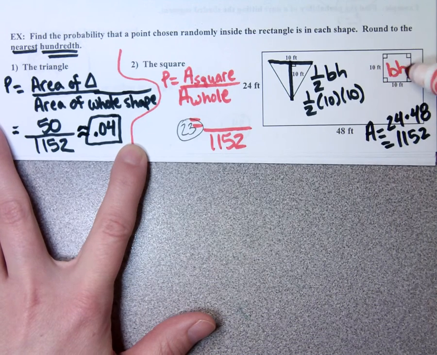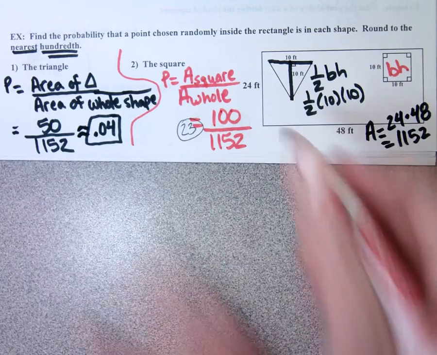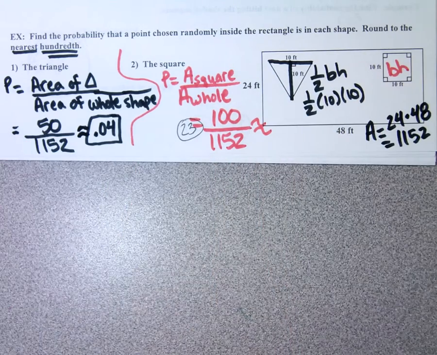It's just base times height, their length times width, and 10 times 10 is 100. Okay, go ahead and divide that, and let's round that to the nearest tenth, and Cooper will draw another stick, because it's fun.